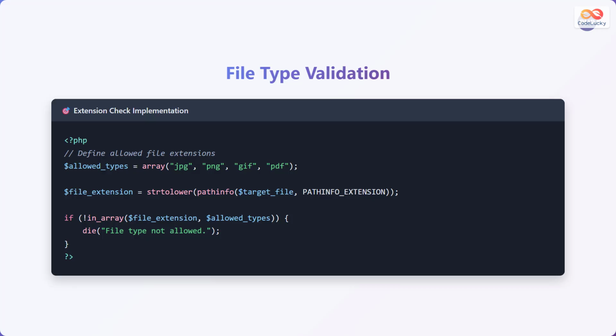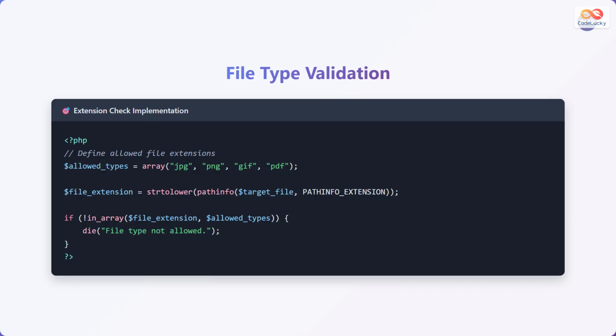Start by defining an array of allowed file extensions: JPG, PNG, GIF, and PDF. Next, extract the file extension from the uploaded file's name using the pathinfo function. This function retrieves information about the file path, including its extension. PATHINFO_EXTENSION specifies that we want to retrieve the file extension, and we convert it to lowercase using the strtolower function to ensure case-insensitive comparison.